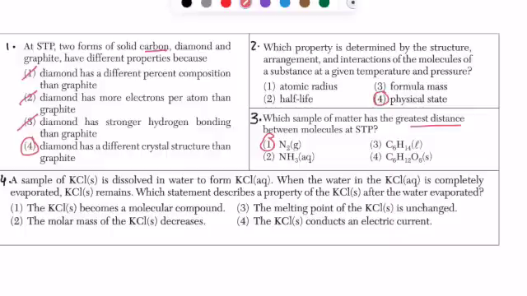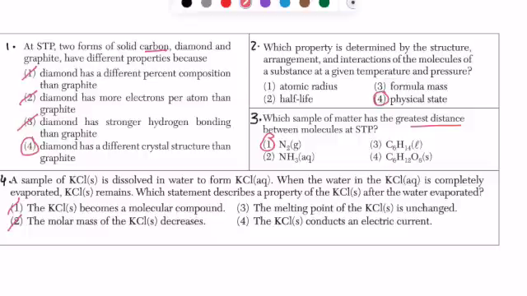A sample of KCl solid is dissolved in water to form KCl aqueous solution. When the water in the KCl solution is completely evaporated, KCl solid remains. Which statement describes the property of KCl solid after the water evaporated? So the KCl becomes a molecular compound. Well, that means KCl is not KCl anymore, so that's not true. The molar mass of KCl decreases. No, it will not, because it's still KCl. Same formula, so molar mass is not impacted.